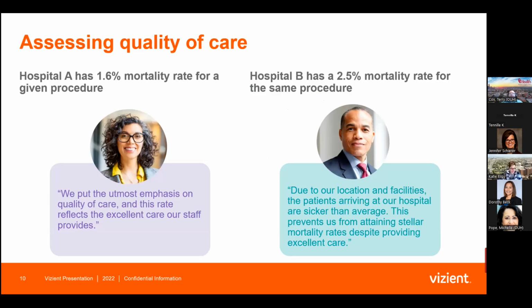So hospital A, for example, has a mortality rate of 1.6%. Well, it says, of course, that's pretty accurate. We emphasize quality of care. Our low mortality rate reflects the excellent care our staff provides. Meanwhile, hospital B, their mortality rate is higher at 2.5%, but then they'll say, well, our patients are sicker. So that's what prevents us from getting stellar mortality rates, even though our staff provides excellent care. So we hear that a lot, right?